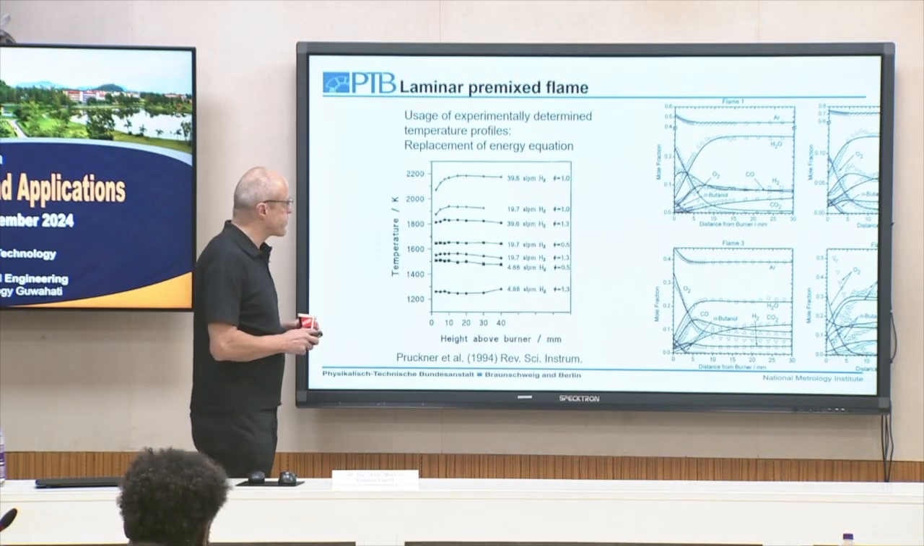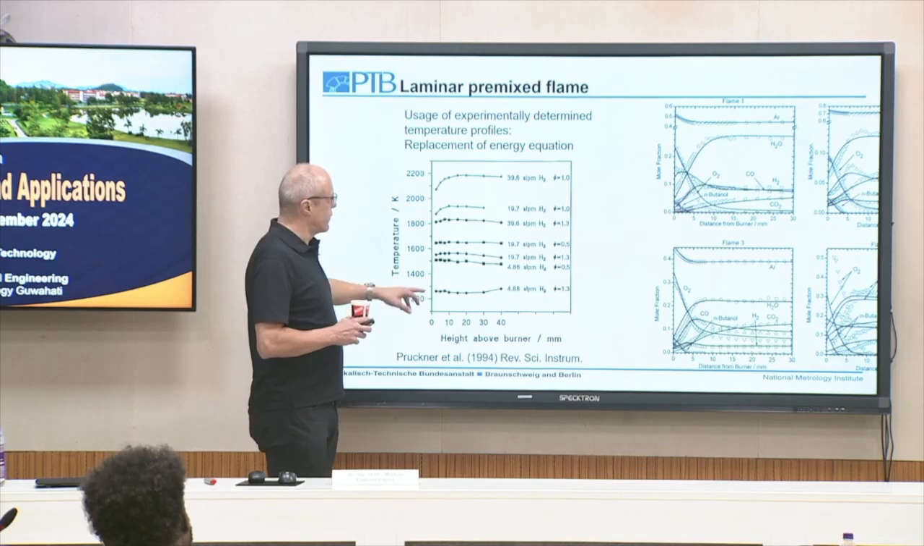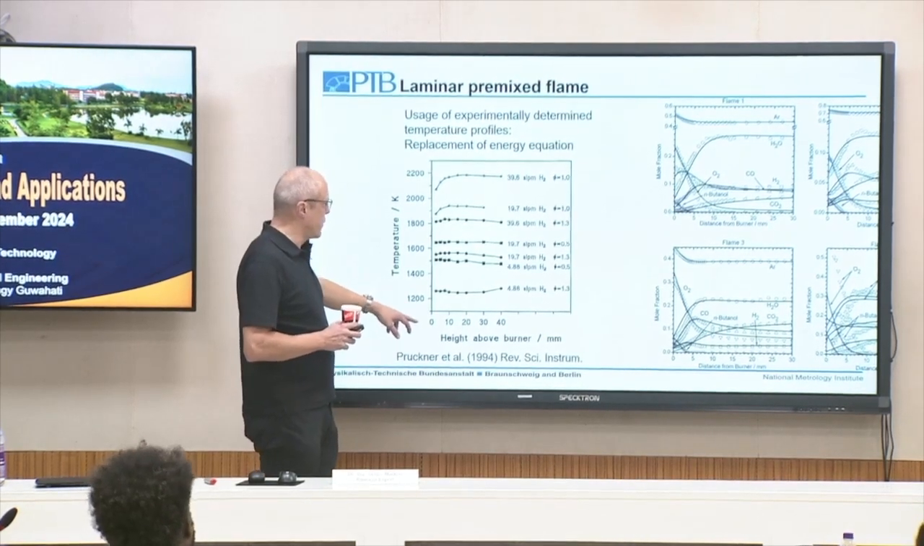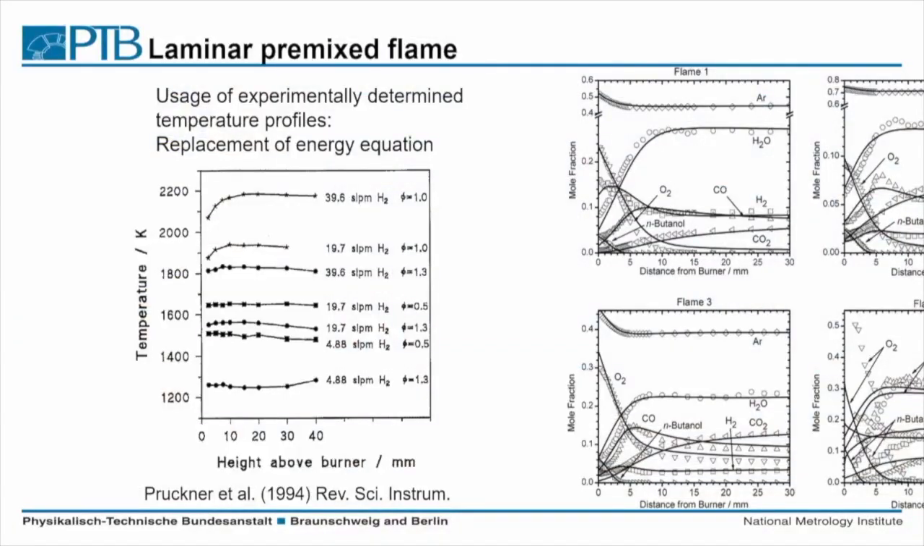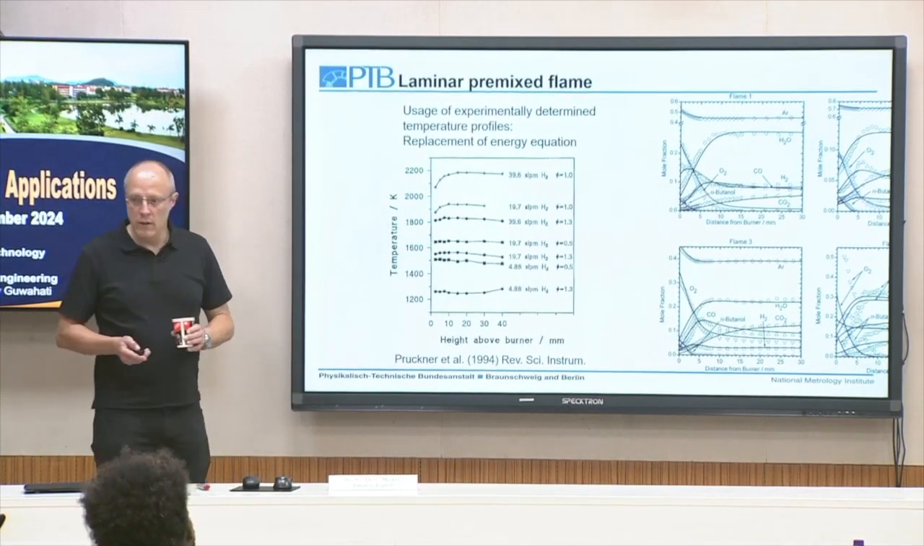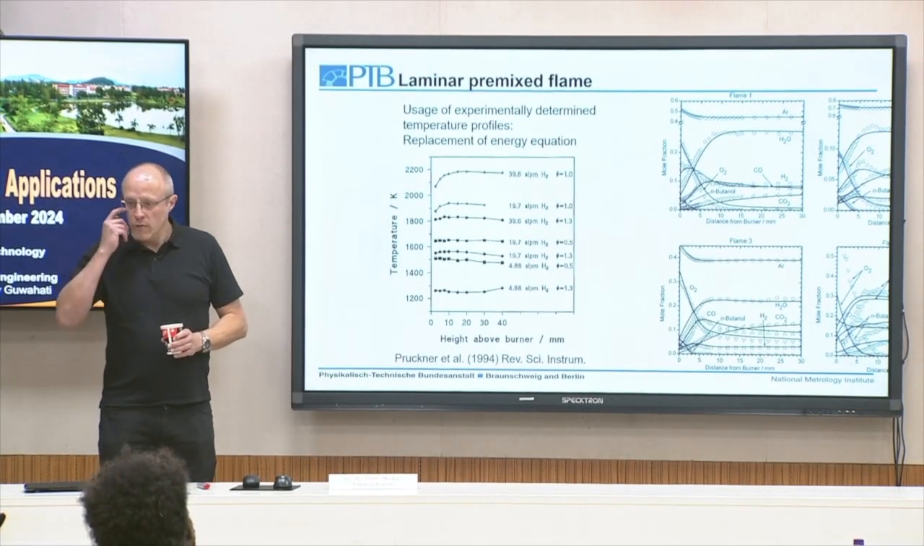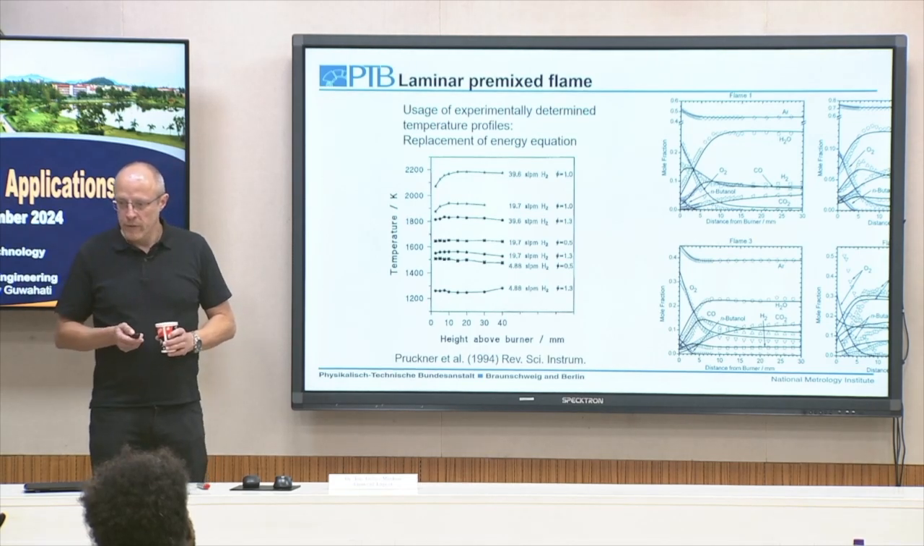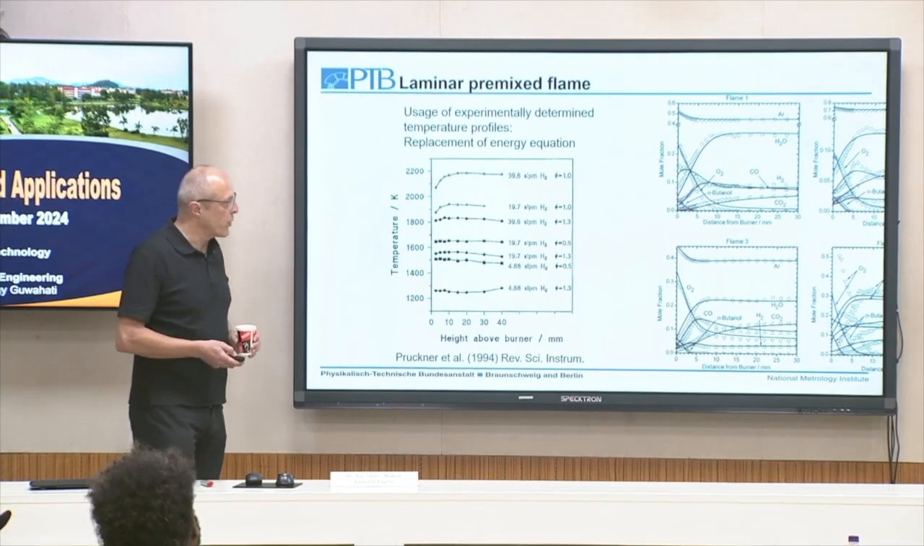And it can also be used to examine experimental flames. So here we have height above burner and temperature for different flames. This we can then compare with the numerical work, and you see here, of course, sufficient agreement for the different species as a function of height above the burner.